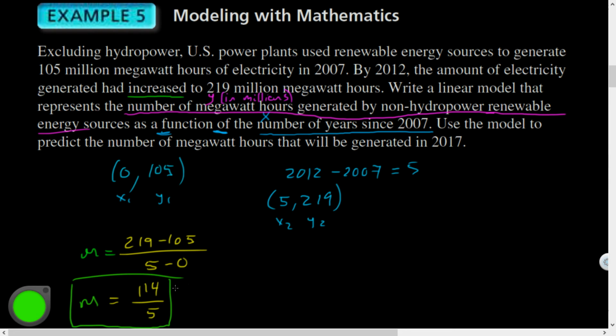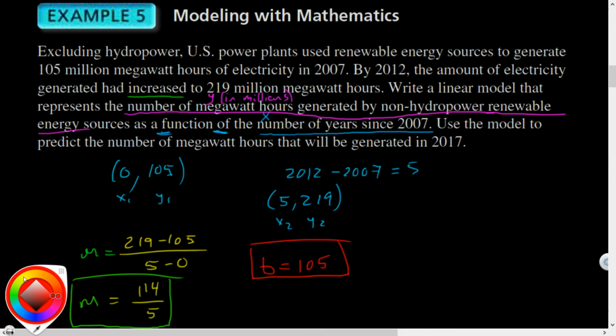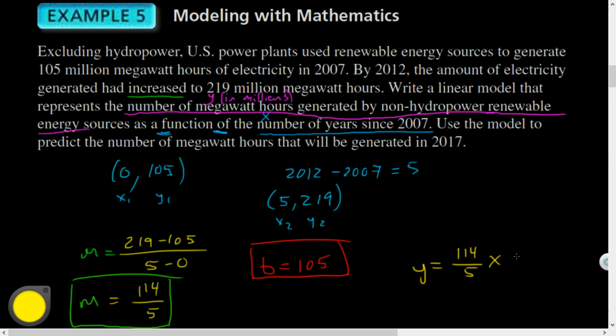So there's my m. What is my y-intercept? My y-intercept is my starting value. What was my starting value? 105. I also know that because it has an x coordinate of 0, 105. So that means my equation, yeah, there's my equation. I like it.